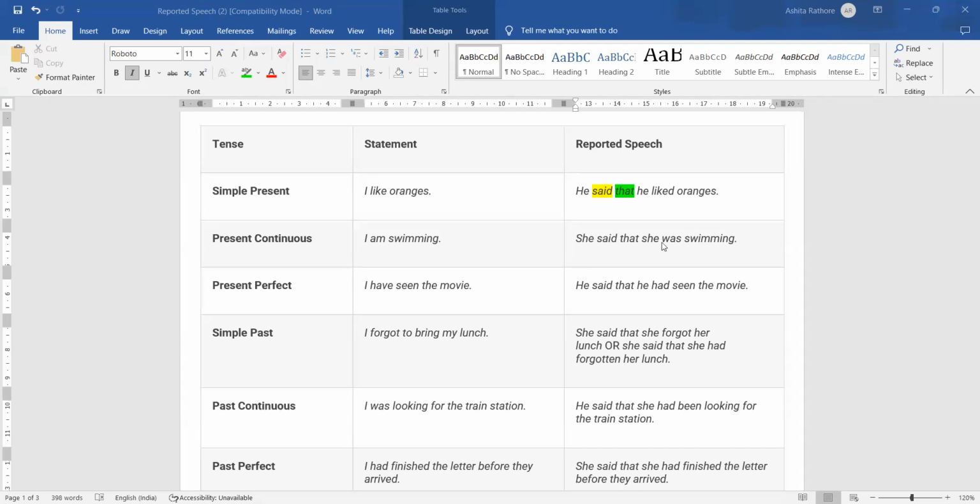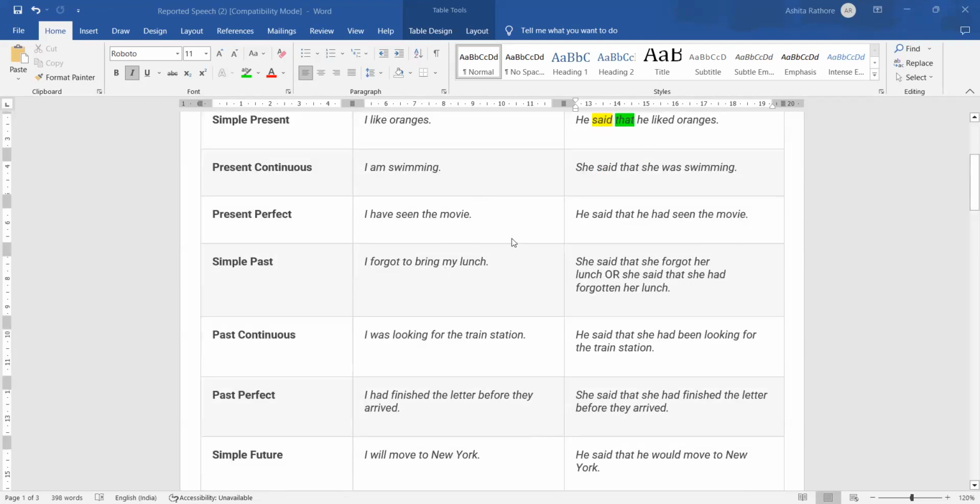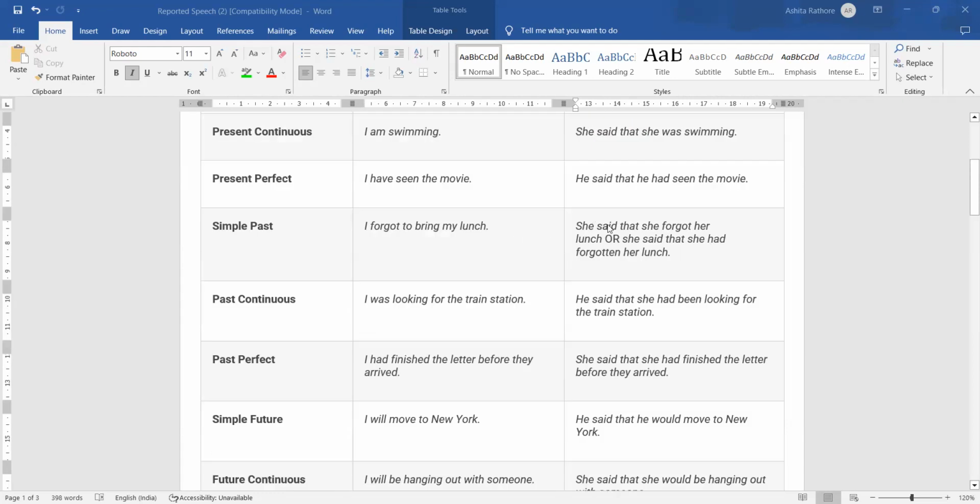I am swimming. She said that she was swimming. Past continuous. Yes, past continuous. I have seen the movie. He said that he had seen the movie. Past perfect. I forgot to bring my lunch. She said that she forgot her lunch, or she said that she had forgotten her lunch. Past perfect.